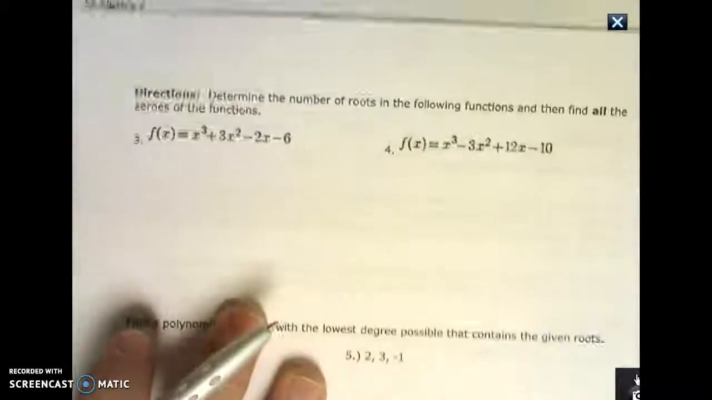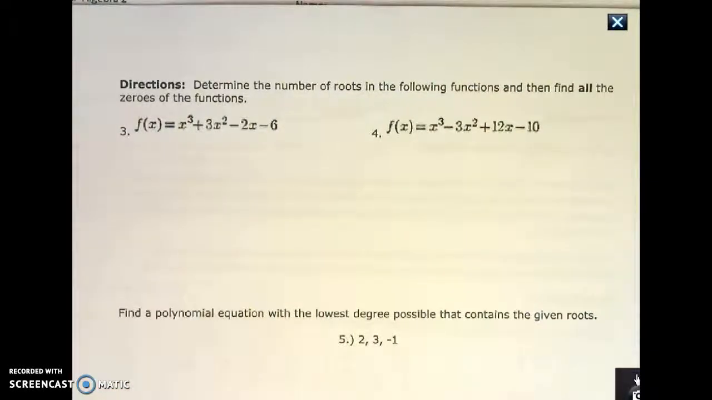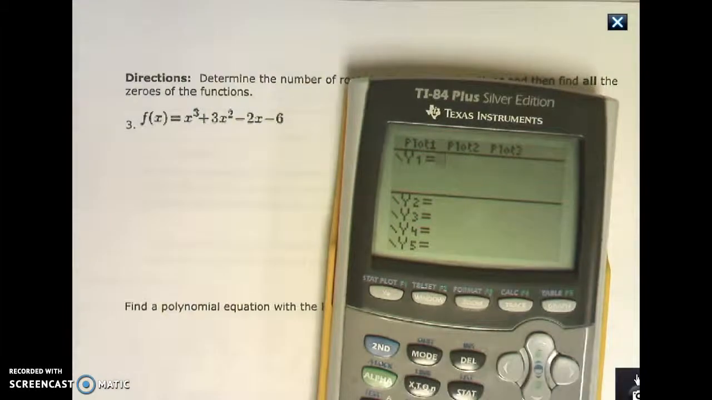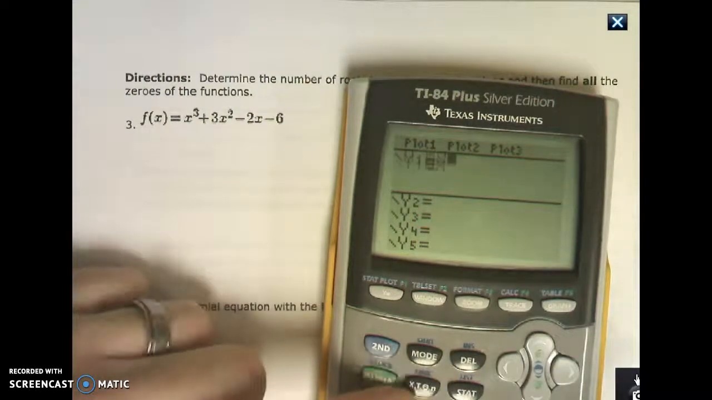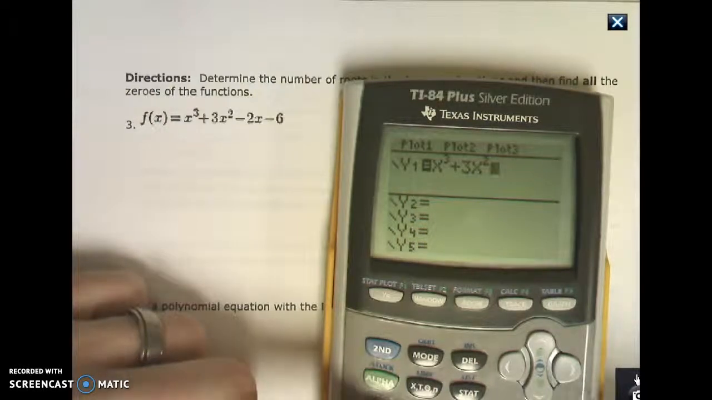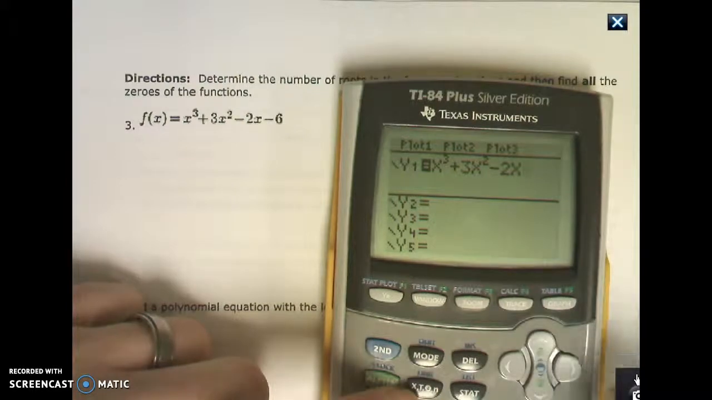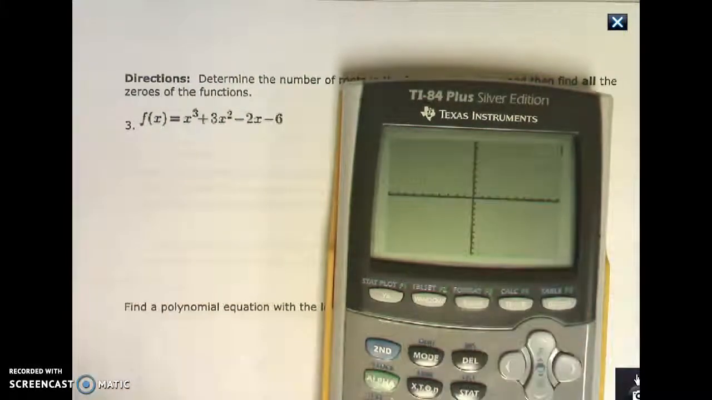Alright, on to the back. Again, this is just more practice with it. Determine the number of roots in the following functions, find all the zeros. Let's see if we can get one more done, and then I'll make a second video for you guys. Here's my calculator. I can type in x to the 3rd plus 3x squared minus 2x minus 6. I'm going to hit graph.